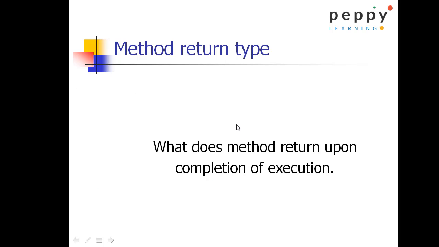Now, method return type. What does a method return upon completion of execution? Let's say in a method we write some business logic. Once it gets executed, we want some value to be returned to us. That is called return type. Let's create a calculation class where we will add certain methods called addition, subtraction, multiplication. When you call these methods, they should return some values for us.